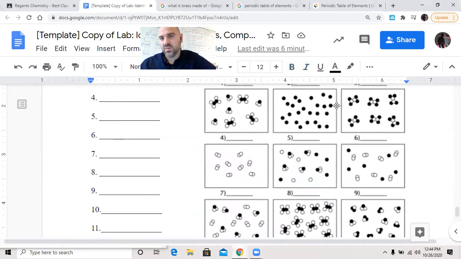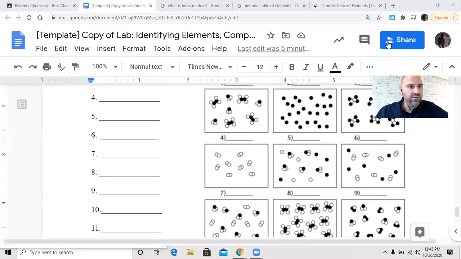Once you're all done with it, this is going to be due on Saturday. Please share it with me at jebrown@uticaschools.org. So please submit that to me. Please finish up this lab. Thank you for coming on the field trip today and experimenting with this lab today.